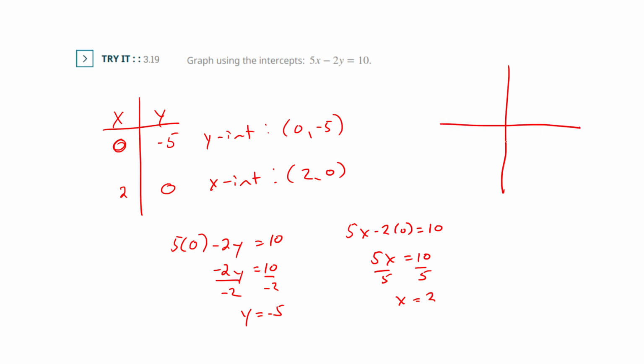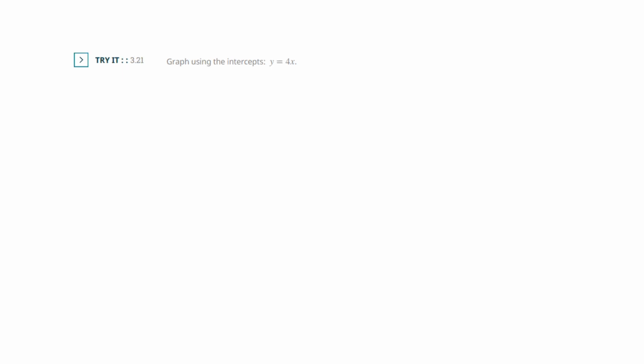Okay, now we're just going to graph. And so what do I have here? When x is 0, I have negative 5. So this point. And there's my x-intercept. That was atrocious again. Sorry that's so bad, but you get the idea. Connect those dots. Okay, pause if you want to try one.